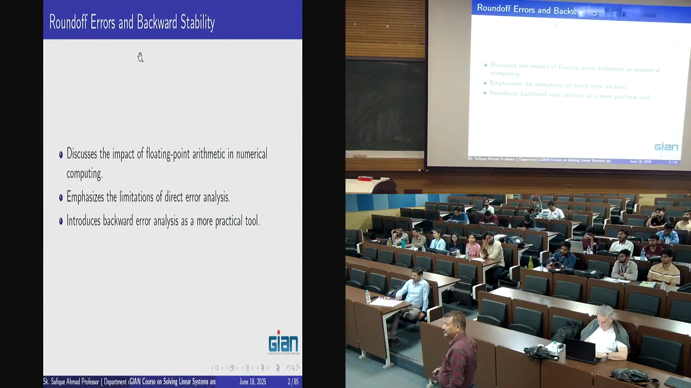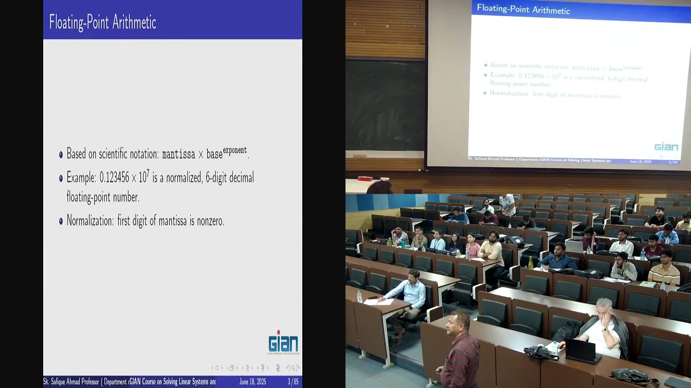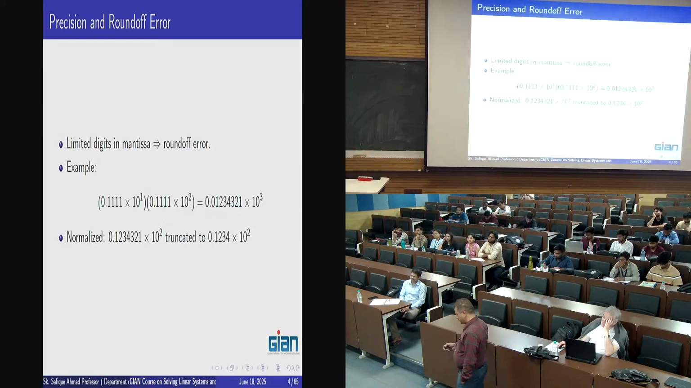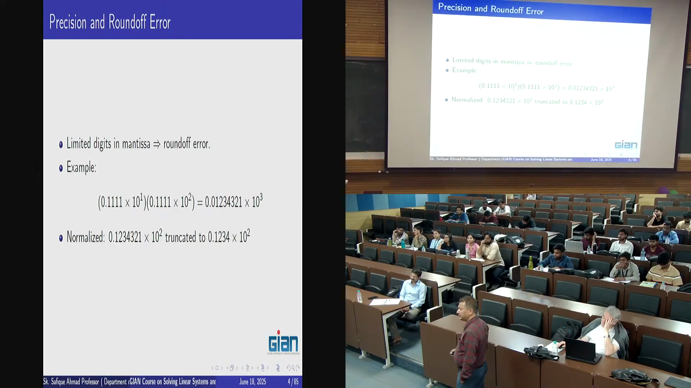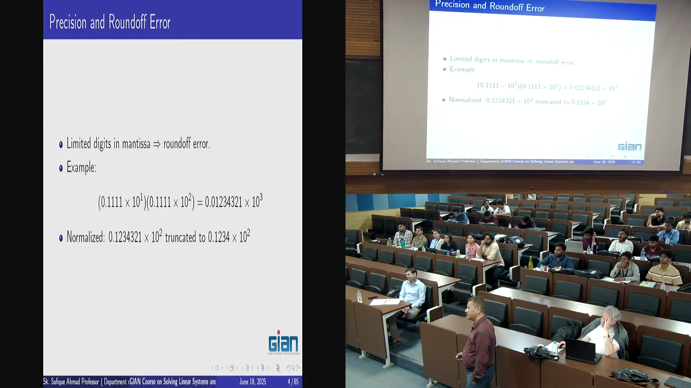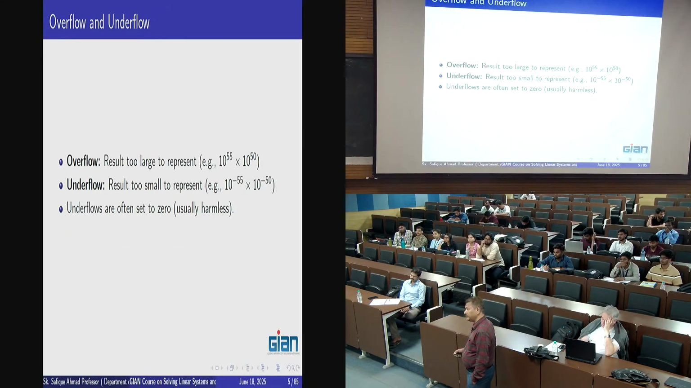So here is the floating point number, based on the scientific notation. For example, this number is in normalized form, where the first digit is non-zero. If you have this number, say for example, with two non-zero digits after the decimal, then you have to normalize it. So when would there be overflow and underflow? The number 10 to the power 55 into 10 to the power 50.